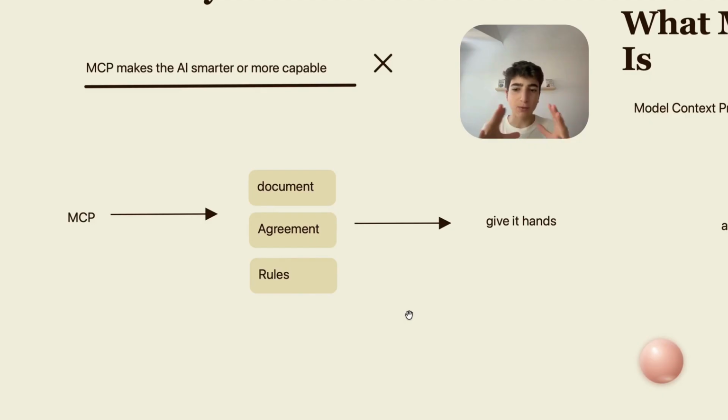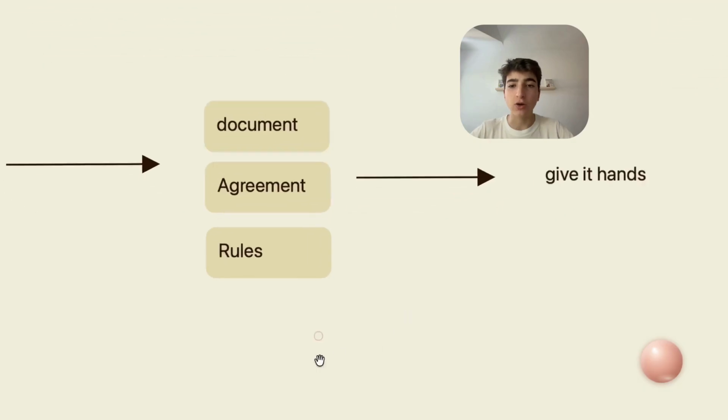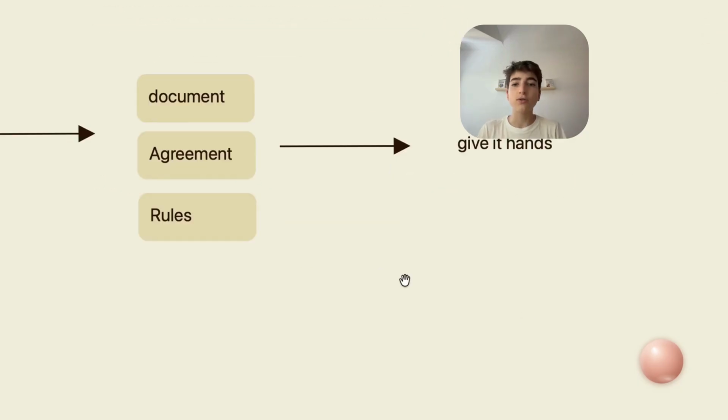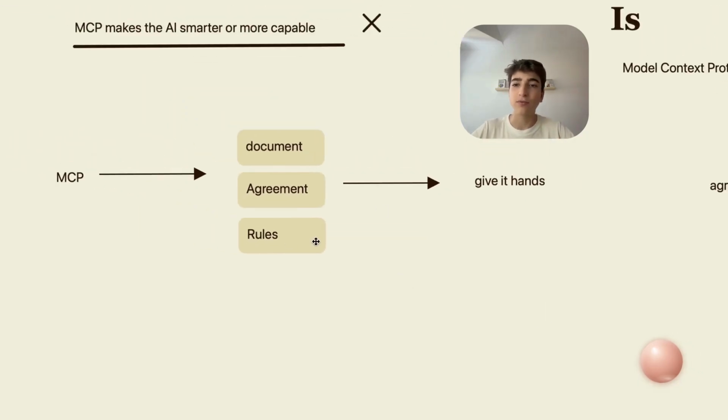MCP is just a written agreement about the exact format. It's an agreement between two things that contains the exact format two programs should use when they send messages back and forth. It's an agreement written with rules for these AI chatbots and these tools about what they can do. This way you give it hands from this agreement.